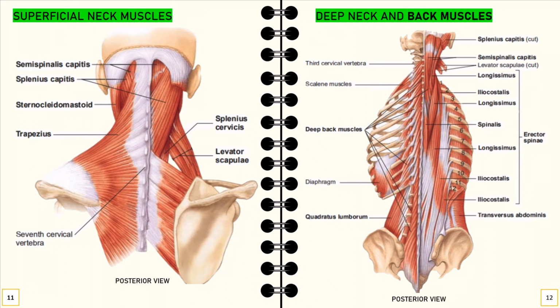Page 11 shows the superficial neck muscles from posterior view. On page 12, it shows the back muscles from posterior view. On the left side, it shows the deep layer, while on the right side, it shows the superficial layer of erector spinae that act as extensor of the vertebral column.